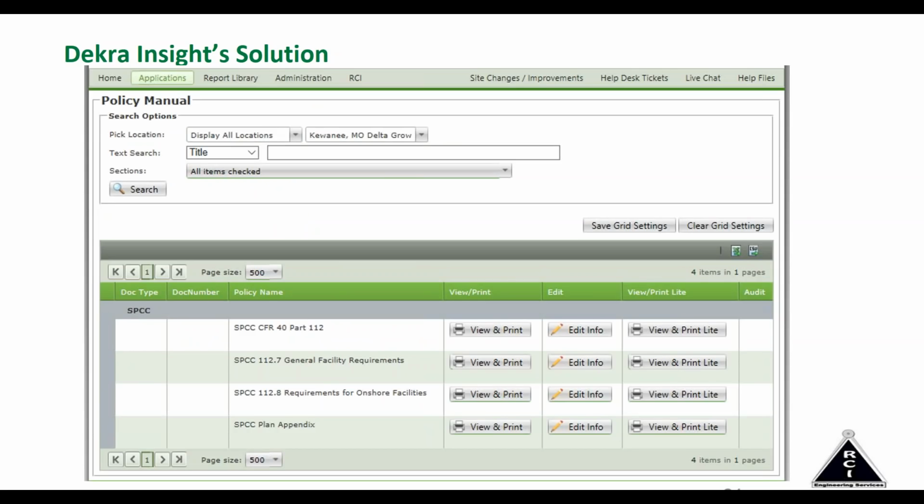This is kind of what the SPCC plan looks like in our online policy manual. There are 4 sections, and again, the sections follow the way the rule is. So it's very easy for an inspector to go through the SPCC program and audit or inspect the written document as well as your facility.